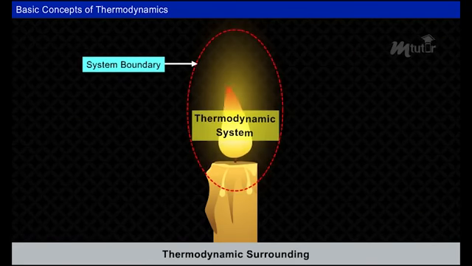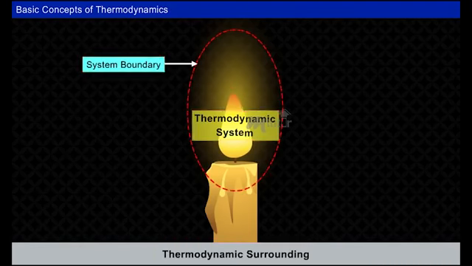System and surroundings are separated by a boundary. It may be fixed or movable and real or imaginary. It will not occupy any volume or mass in space and has zero thickness.